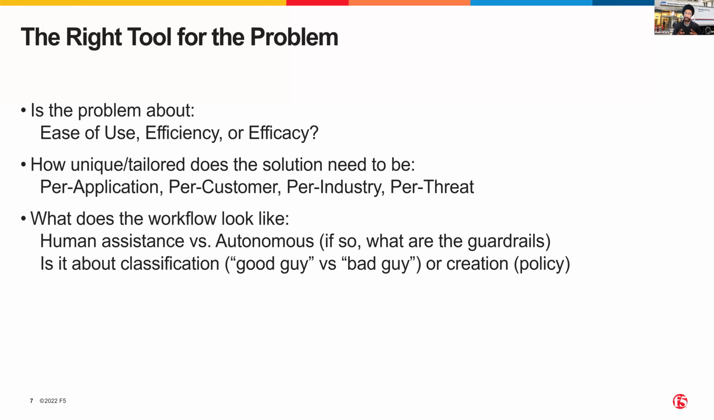I think I kind of alluded to this next question when I was talking about the previous thing. Is it about classification versus creation? Think about the nature of the problem. Again, when I think about the requirements, are the requirements about generation, about classification, about binary decisions?